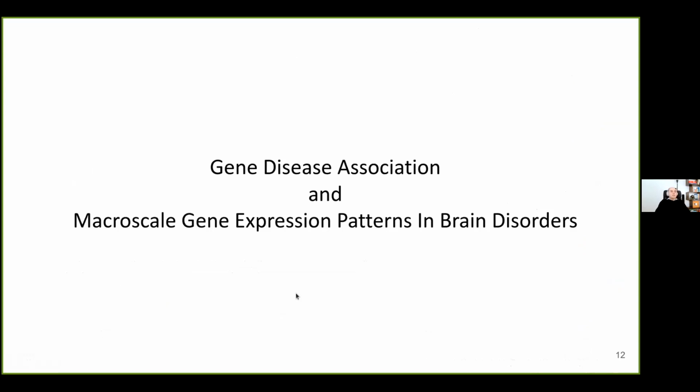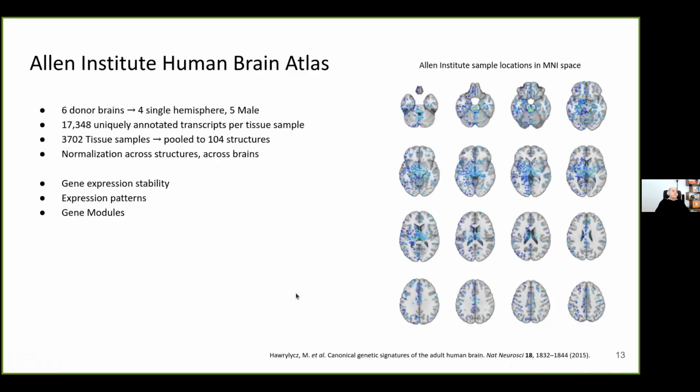Next, we looked at the gene expression at the macro scale. To do that, we used the Allen Institute Human Brain Atlas. This atlas is based on the postmortem tissues from 6 donors. The samples were collected in 4 of the donors in one hemisphere, and 5 of the donors were male. In total, 17,348 genes were annotated from 3,702 tissue samples, which we pulled together into 104 structures. All the gene expression patterns were normalized across structures and across different brains. We look at the gene expression stability, expression patterns, and gene modules from this data set.